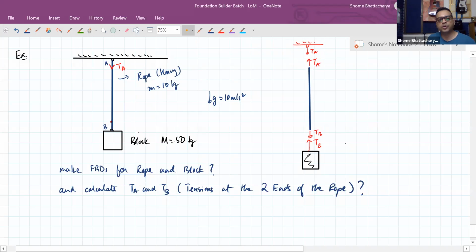This is the tension at the end point A. This is the tension at the end point B. So this is the force that the rope at the point B applies on the block. Okay. So now when we talk about the free body diagram of the rope, what is happening is on the rope, there are three forces in all which are acting.